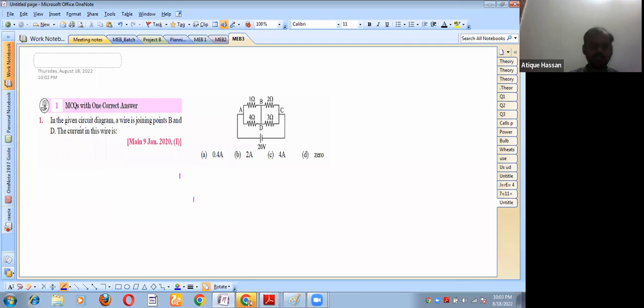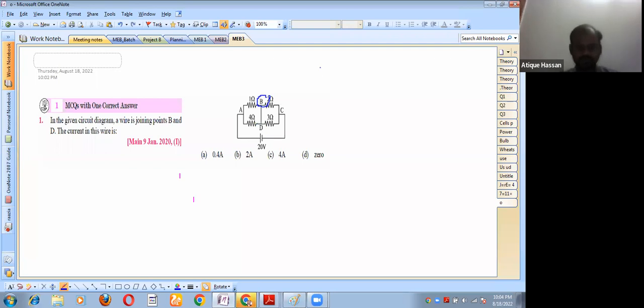So let us see what it says. In the given circuit diagram, a wire is joining points B and D. So we have joined points B and D with a wire. Then the current in the wire, so we have to find the current in the wire.